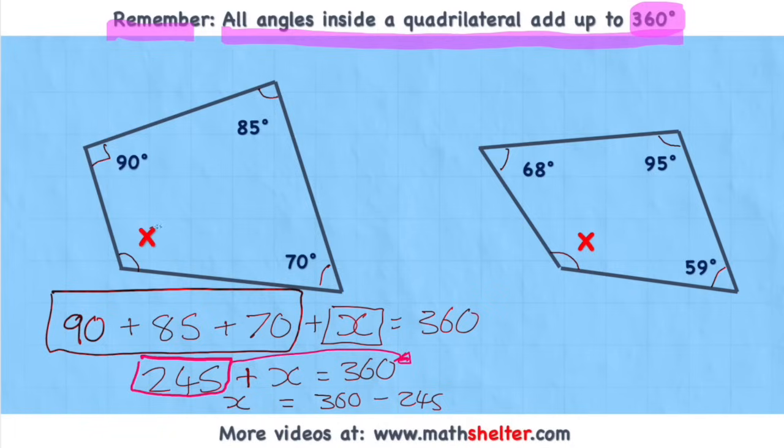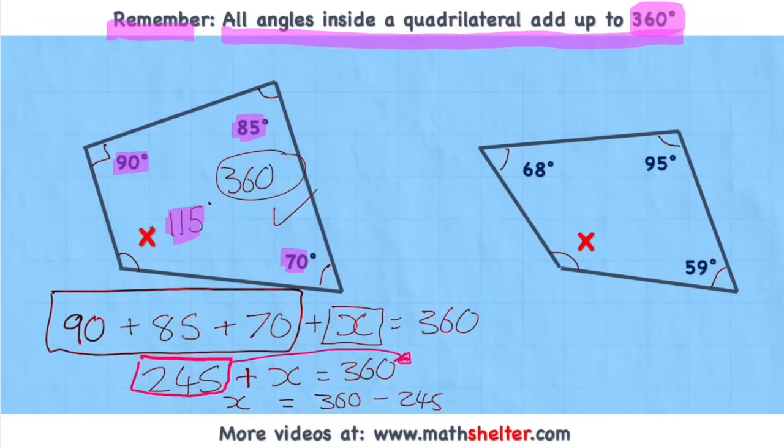So X would actually have the value of 115 degrees. And I can check that by just simply adding all these up together, and I should end up with 360, which I do. Tick. Let's look at the second example.